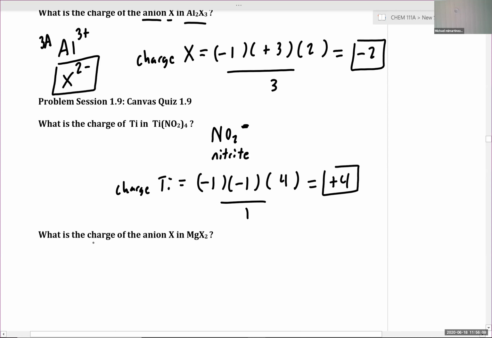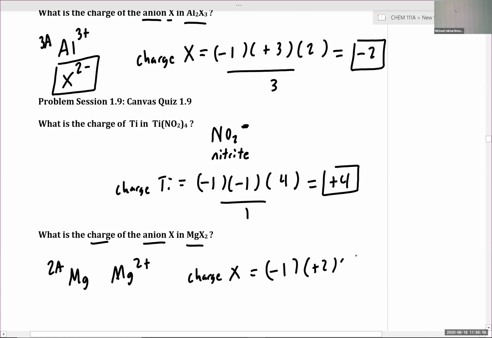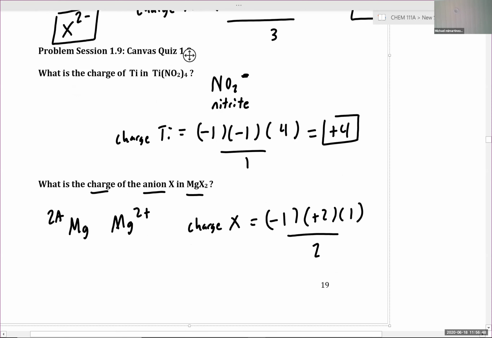In the next example, we're looking at the charge of the anion X in magnesium X2. We know that magnesium, being a 2A element, adopts a charge of 2+. So the charge of X is equal to -1 times the charge of magnesium, which is +2, times the number of magnesium atoms over the number of X atoms. That in turn gives us a charge of X equal to -1.